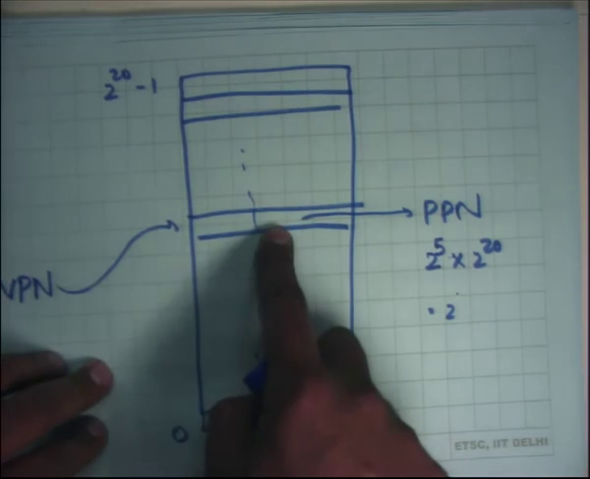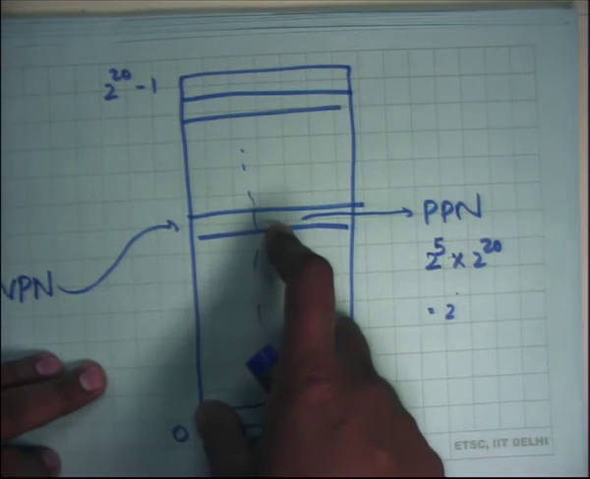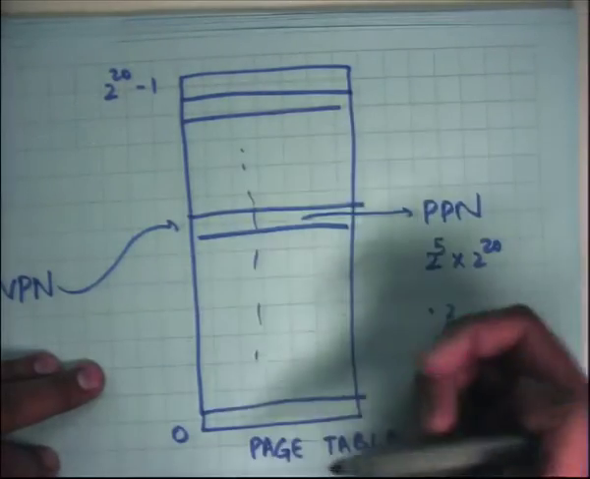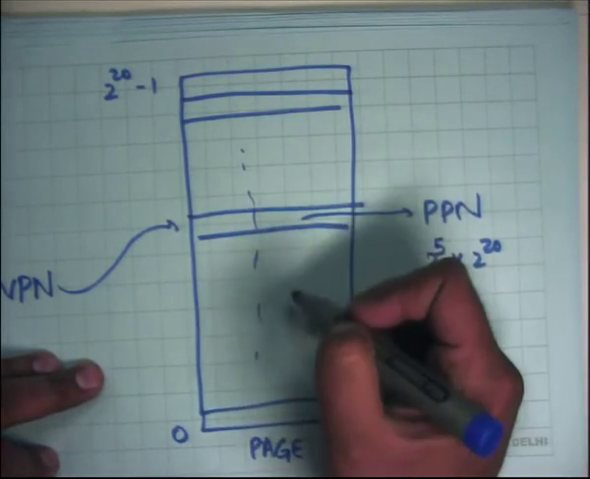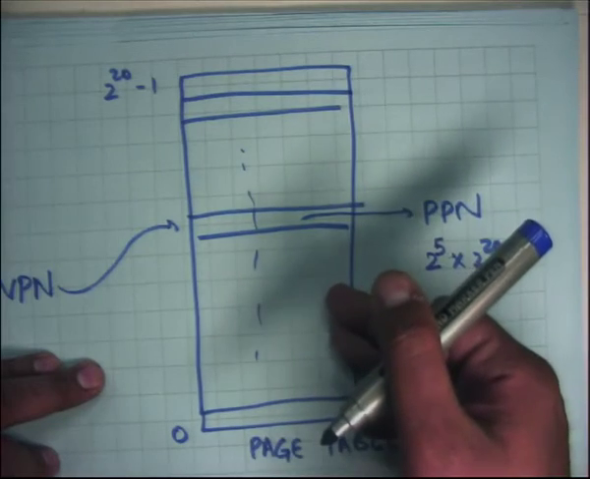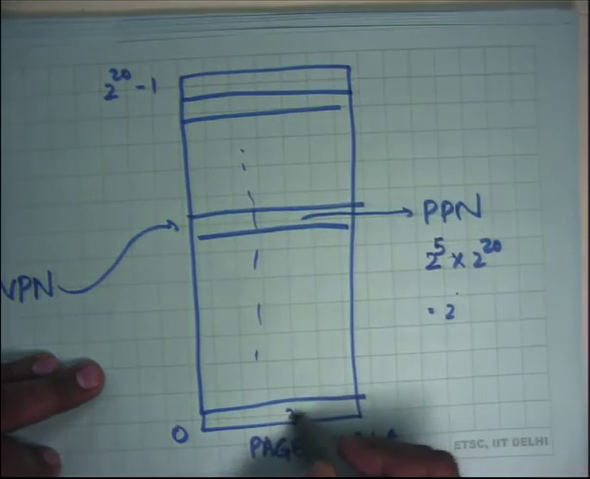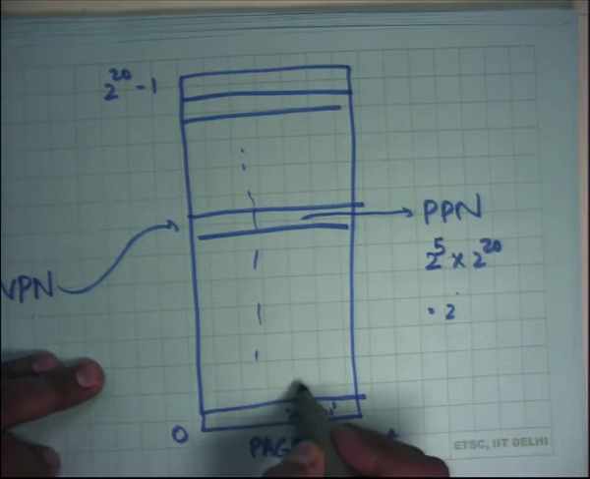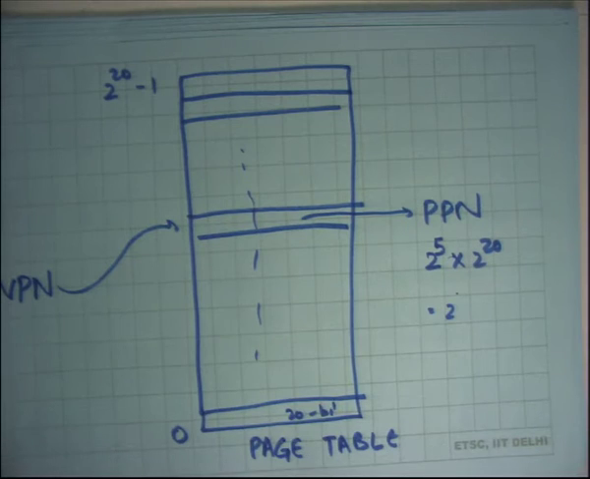Why is the PPN 32 bits? It could have been 20 bits, right? But the memory itself is byte addressable. If I say it's 20 bits here, then the address of the first entry becomes the 20th bit, and I cannot access a bit in memory. I can only access memory at the granularity of a byte, number one.